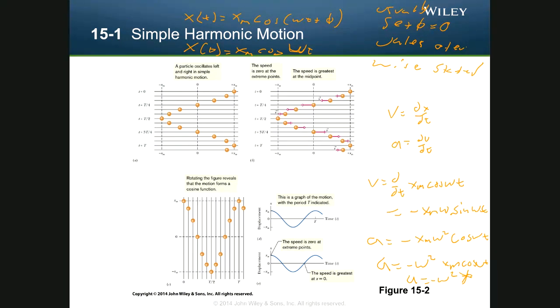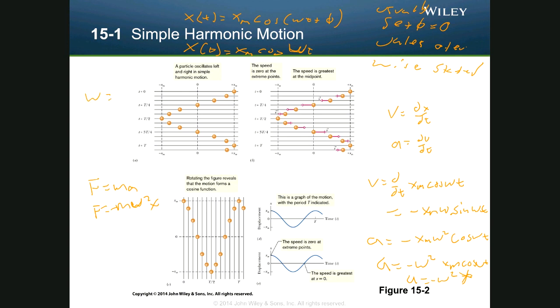Fascinating, yeah? So that will have some interesting consequences. We can then apply Newton's second law once we have that. So if F equals ma, we have F equals m times minus omega squared x.